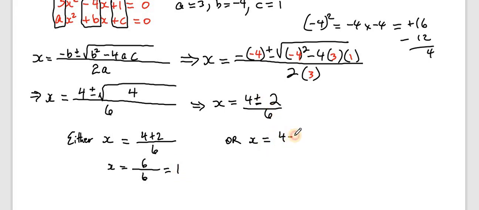And this will be 4 minus 2 over what? 6, right? What's that answer? That'll be 2 over 6. And that can be reduced as what? Would that be 3 or 1 over 3? Think about it. Would it be 3 or 1 over 3? 1 over 3.